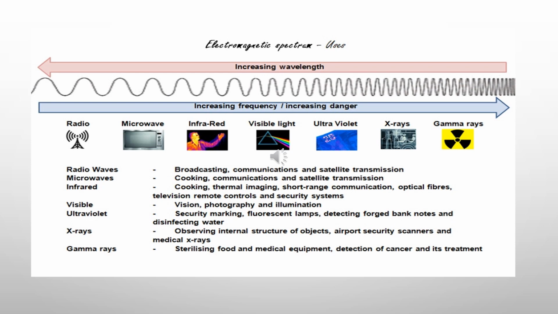X-rays, yes, perfect. We know about it. We make use of this for medical purposes as well as in observing the internal structure of objects, especially at the airports. We have these scanners which are making use of X-rays. Gamma rays for sterilizing food and medical equipment, and detection of cancer and its treatment also. We find the use of gamma rays.